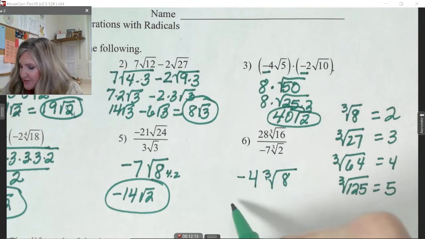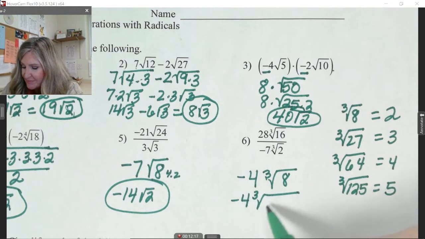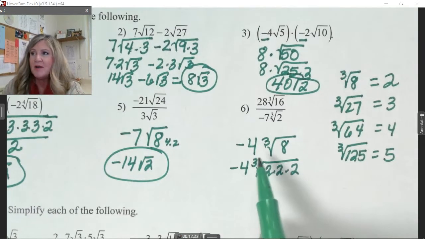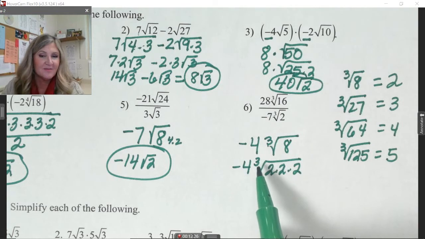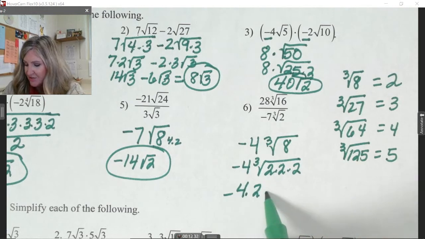Now, I can do it this way. I can break this down into its prime factorization. 8 is 4 times 2. 4 is 2 times 2 times 2. How many people or things do I have to have to go out of the house? 3, because it's a cube root. We got 3 of them. They can go out. So it's negative 4 times 2, and that's just going to be negative 8.